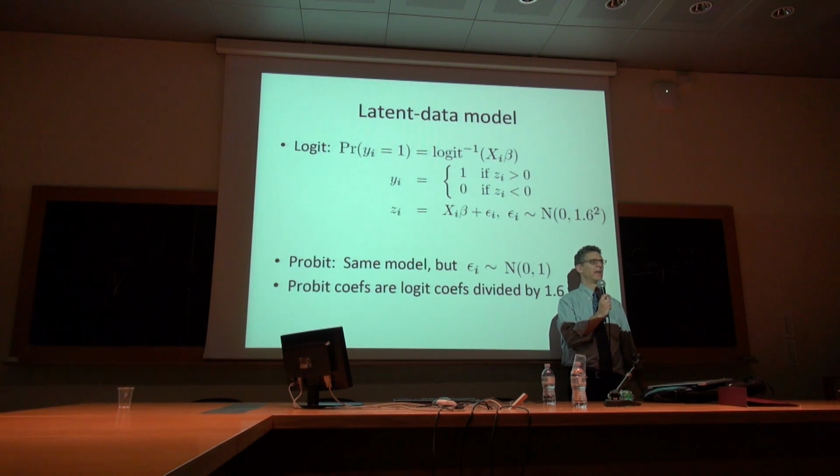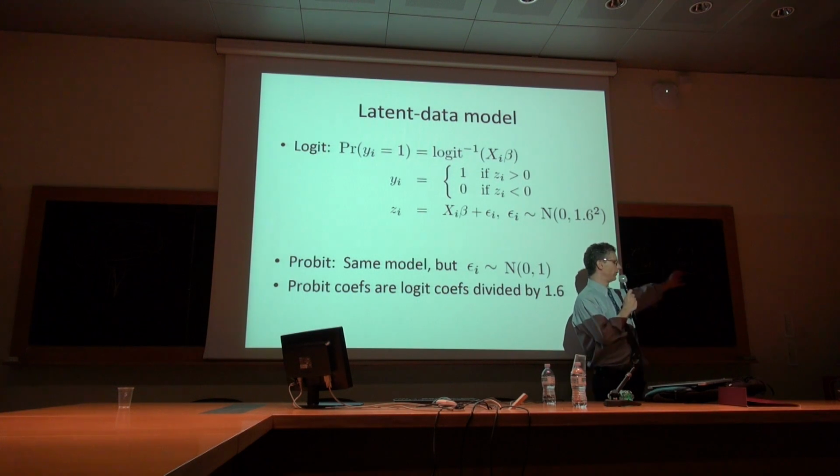I shouldn't frame it that way. Let me not say it's a 99. If z is plus 5, you're a very strong switcher.